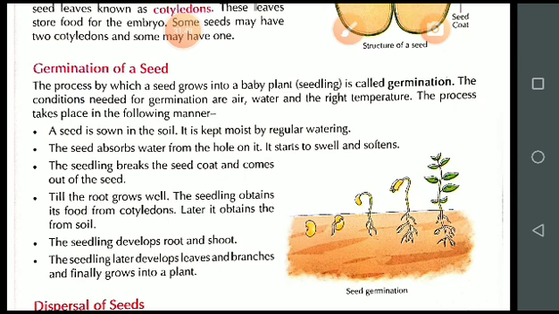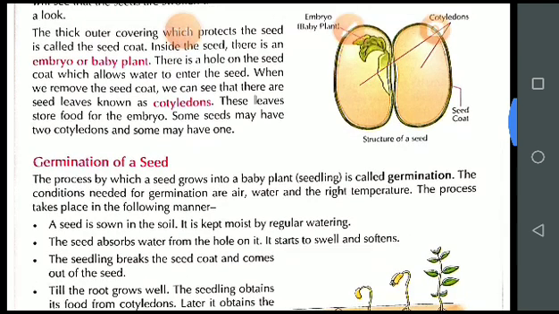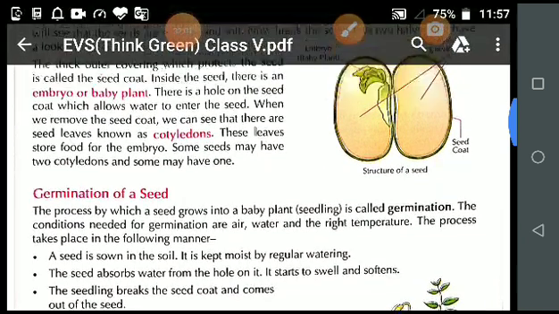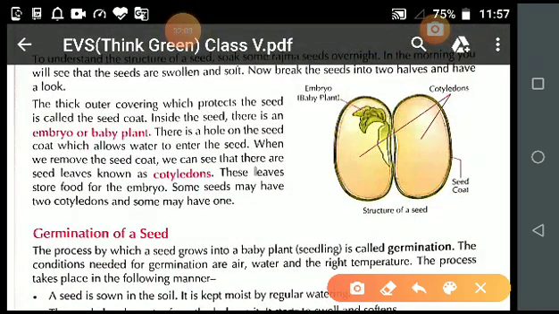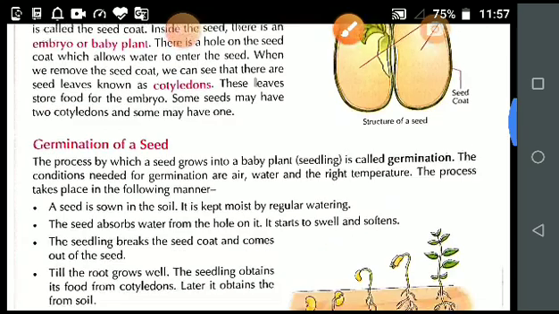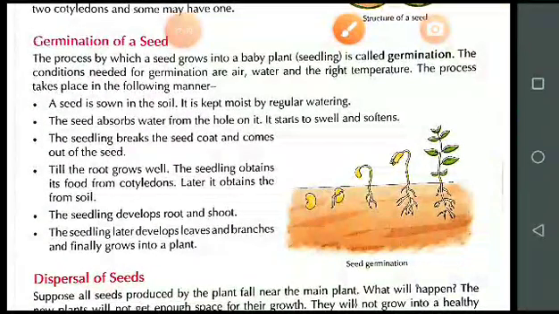I already explained to you that when the roots are small, or when the roots are not in touch with the soil, at that time they take their food from the cotyledons. After that, once the roots come in touch with the soil, they start taking their food from the soil.